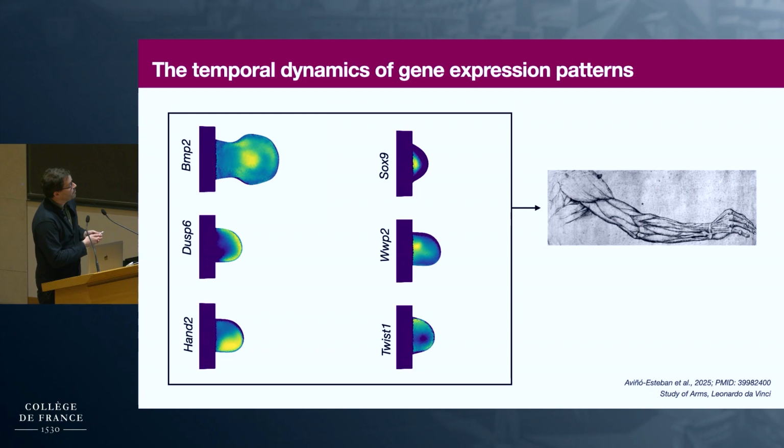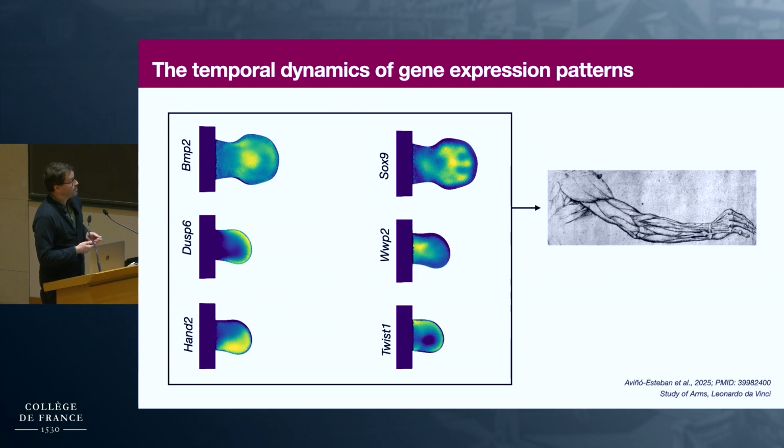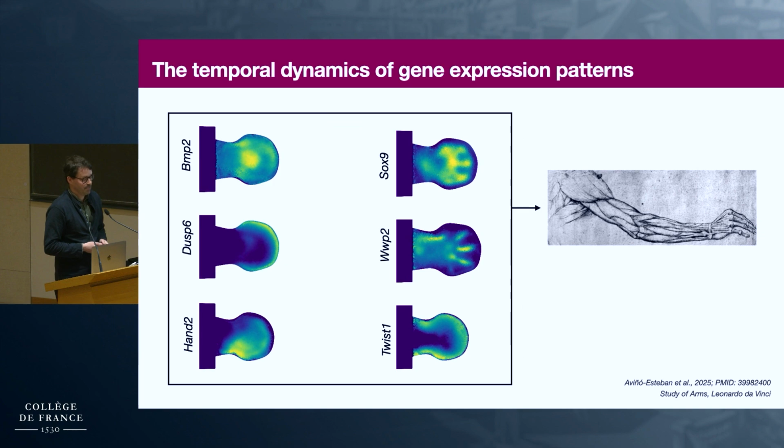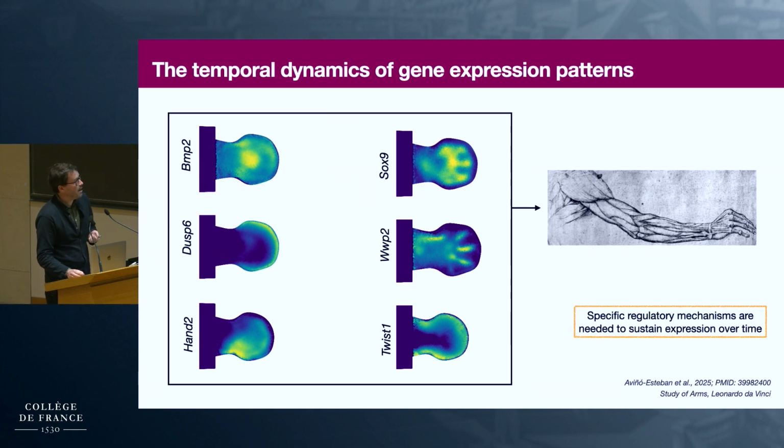SOX9 is another gene that is important for the formation of cartilage and bone, and likewise it has an expression pattern. You can see that it differs quite a bit from the one of BMP2 and changes over time. Like that, you have hundreds of genes that all have very specific expression pattern dynamics over time. So the question I would like to understand is, how is this regulated? What are the regulatory mechanisms that enable this dynamic of expression over time?